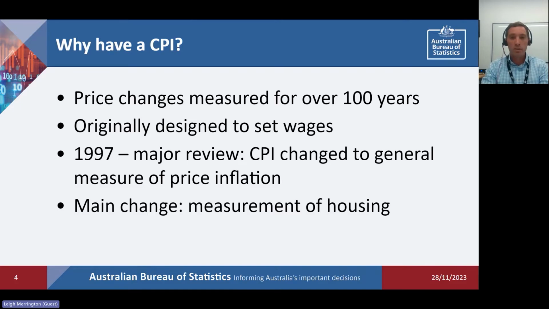The main one being housing, how housing is measured in the CPI, which I'll come back to later on. Housing is measured differently in the CPI in other countries, and not a lot of people realise that. In some countries, in Europe, housing is not actually included in their CPI. So I'll come back to how the ABS measures housing in the CPI.